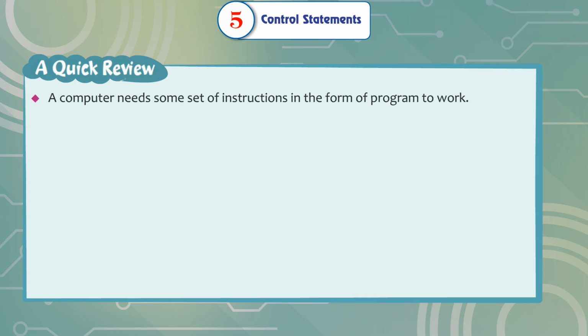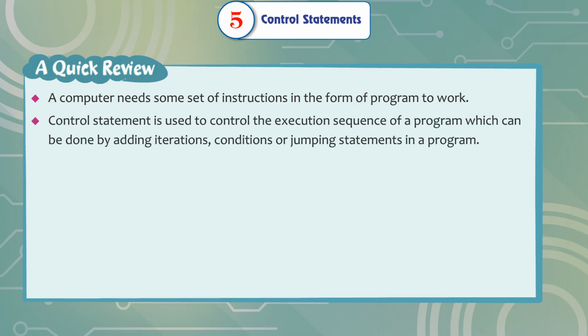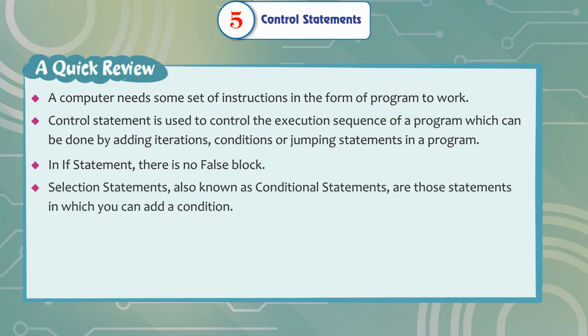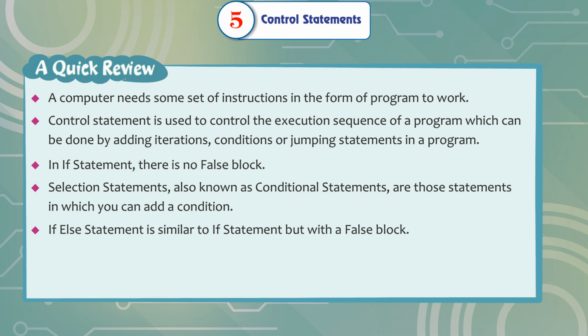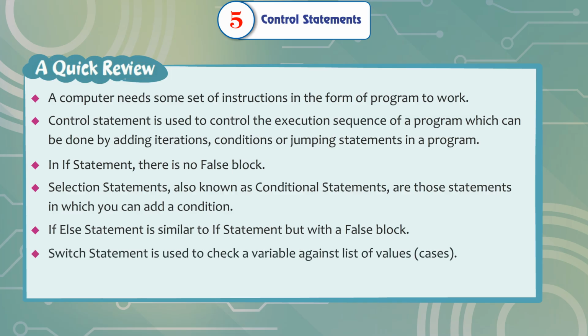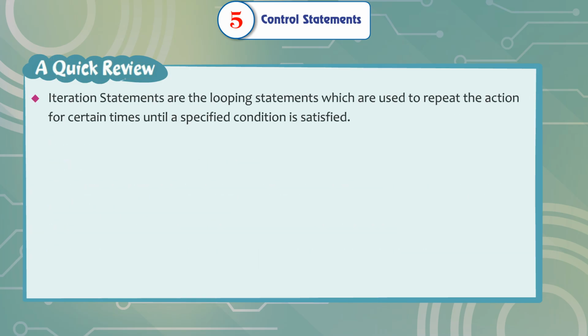A quick review. A computer needs some set of instructions in the form of program to work. Control statement is used to control the execution sequence of a program, which can be done by adding iterations, conditions or jumping statements in a program. In if statement, there is no false block. Selection statements, also known as conditional statements, are those statements in which you can add a condition. If-else statement is similar to if statement but with a false block. Switch statement is used to check a variable against a list of values, called cases.